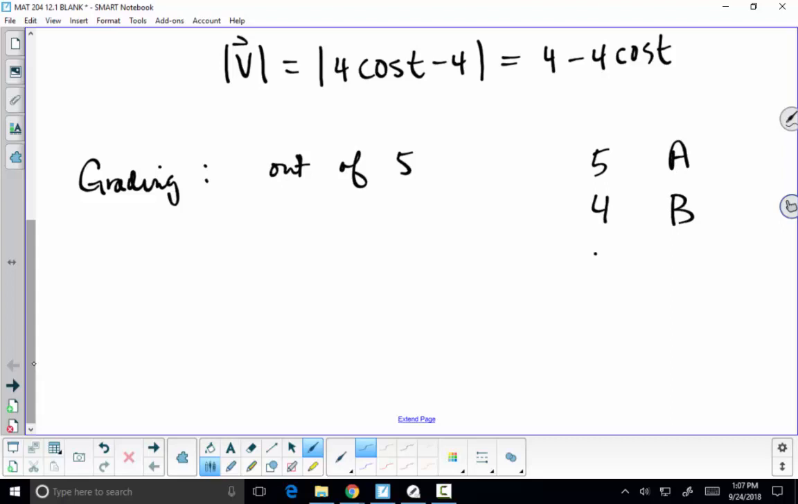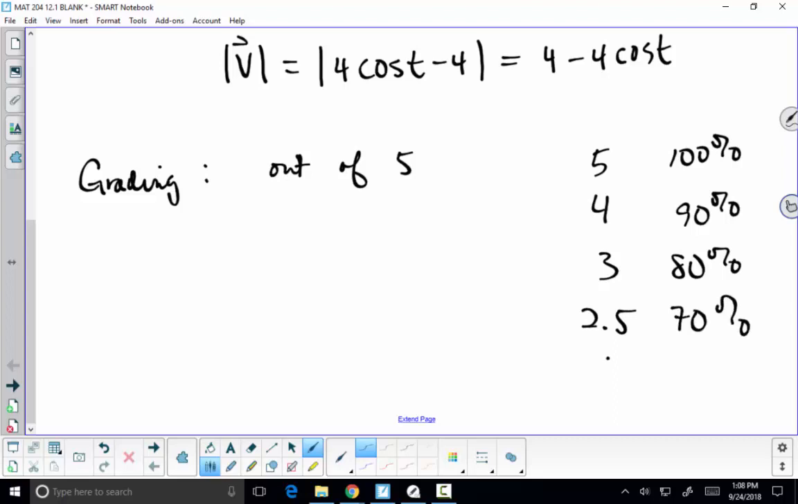Whoops, I got distracted there. So 5 corresponds to 100%, 4 to 90%, 3 corresponds to 80%, 2.5 corresponds to 70%, and 2 corresponds to 60%, and 1 corresponds to 50%. So there's a little table in the grading guidelines. It's very GPA-ish type thing, and that's how your percentage is arrived at by going back and using this conversion. So if you ended up with a 3.5 average, you ended up with an 85% on the test.